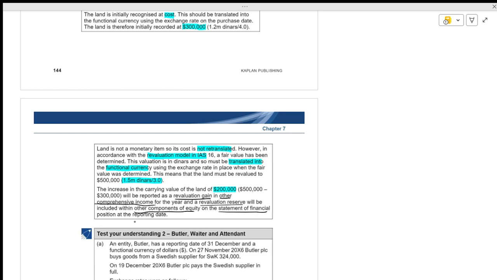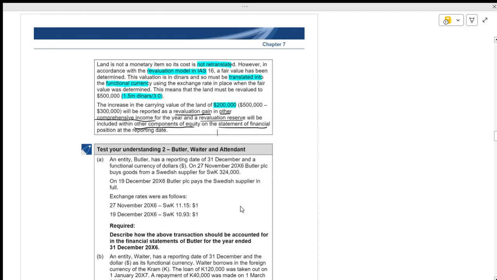This is where it says that if it is done on cost, we take the things as they are. If you have done it on fair value, and there is any profit or loss on the date of determination, then we have to treat that gain or loss in OCI, and treat it as other components of equity in the statement of financial position.